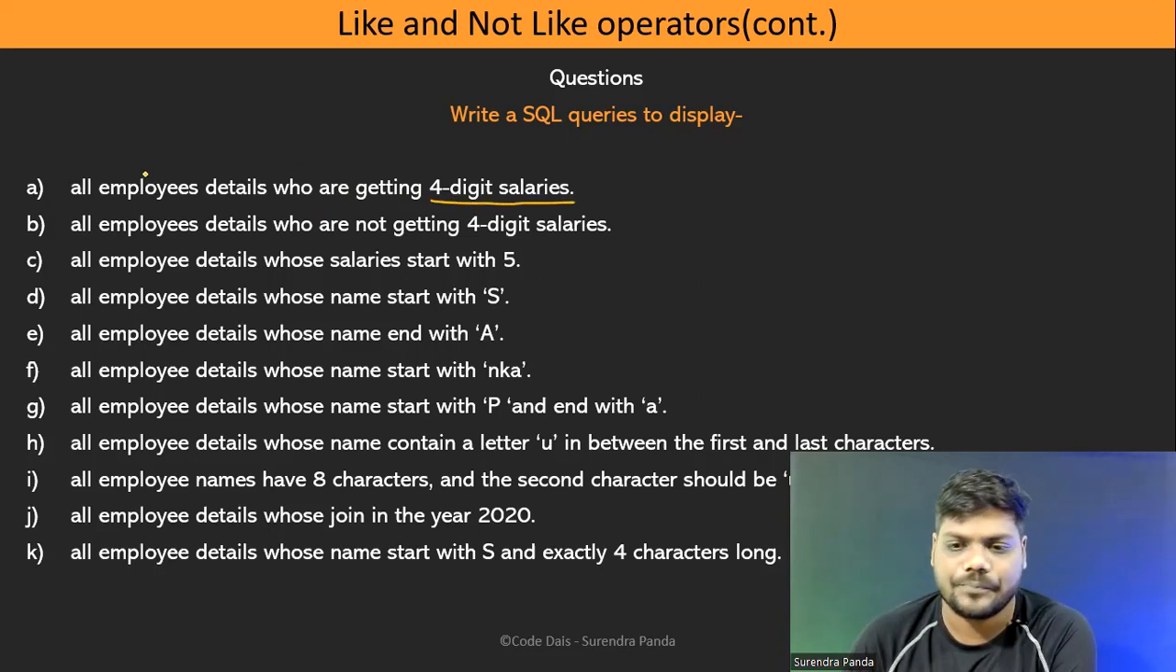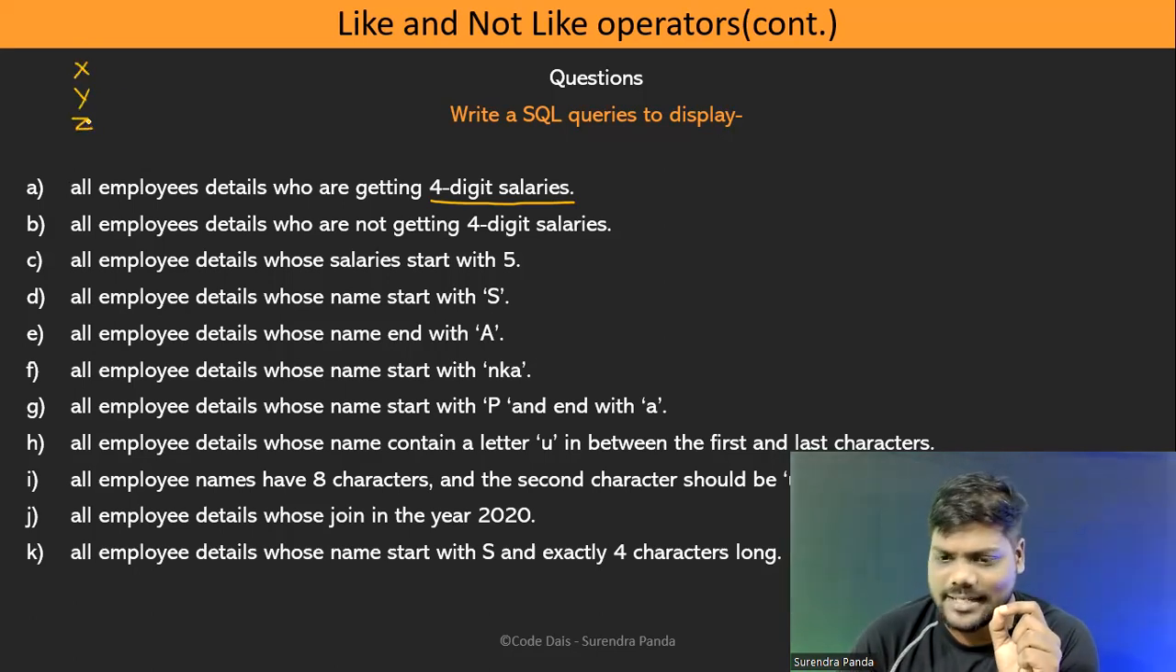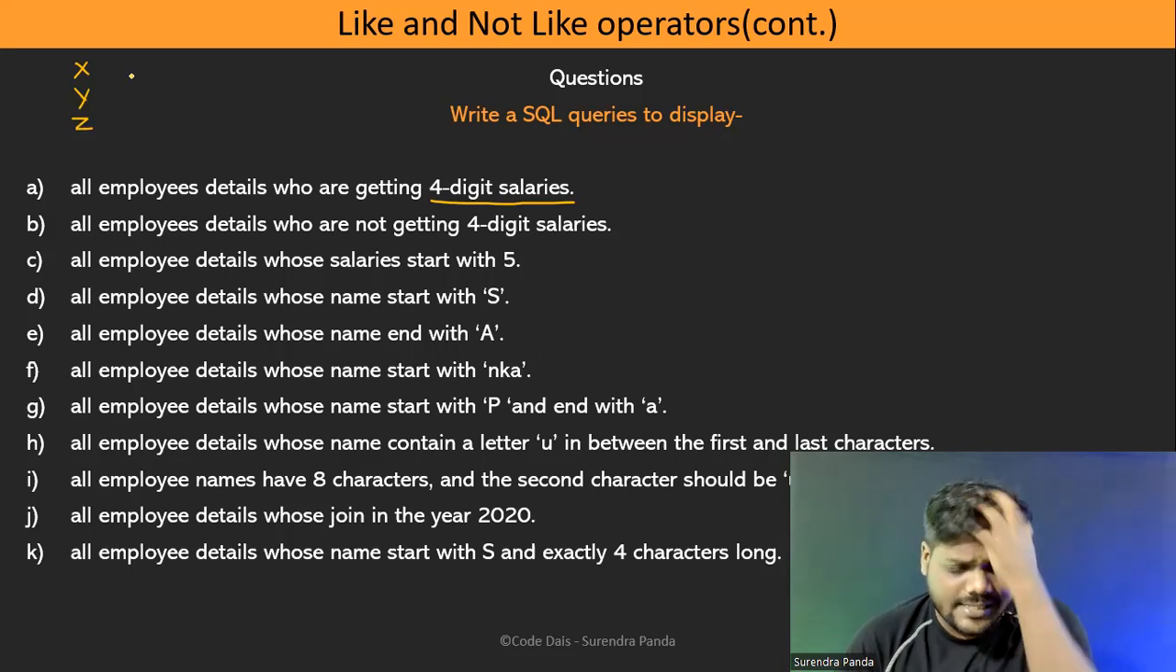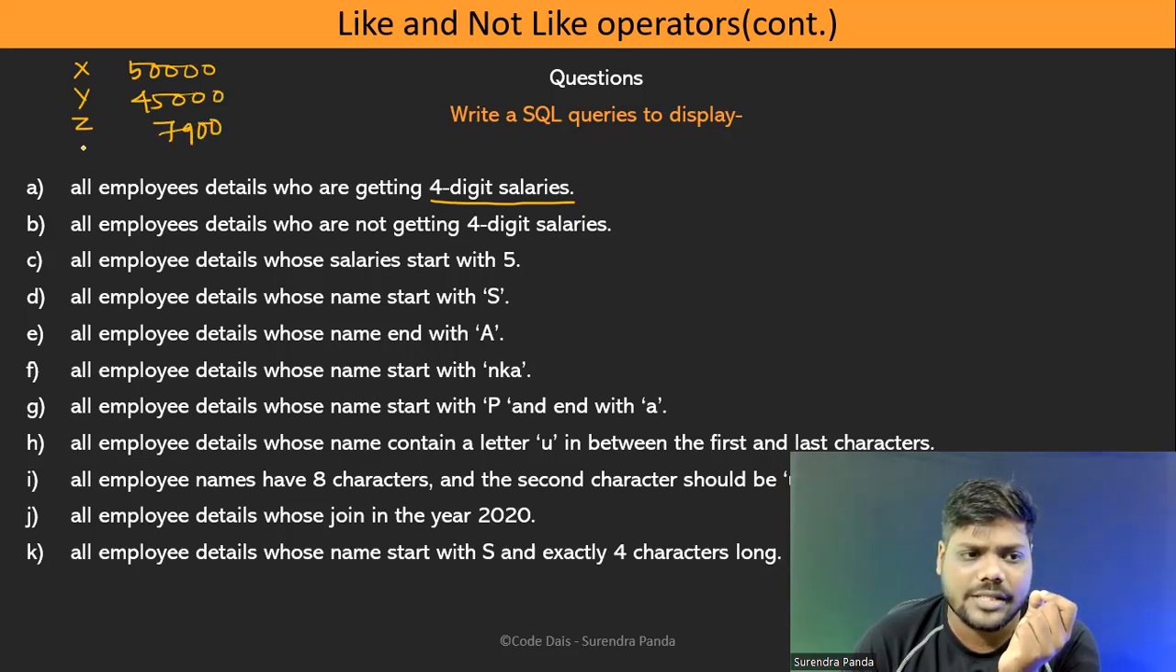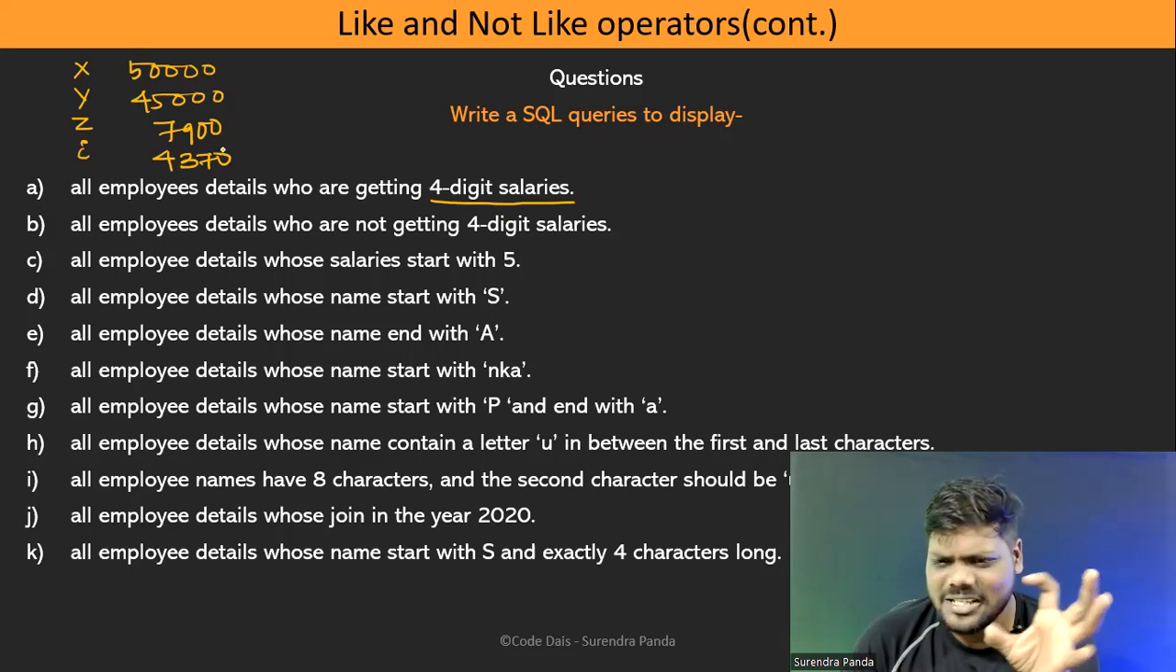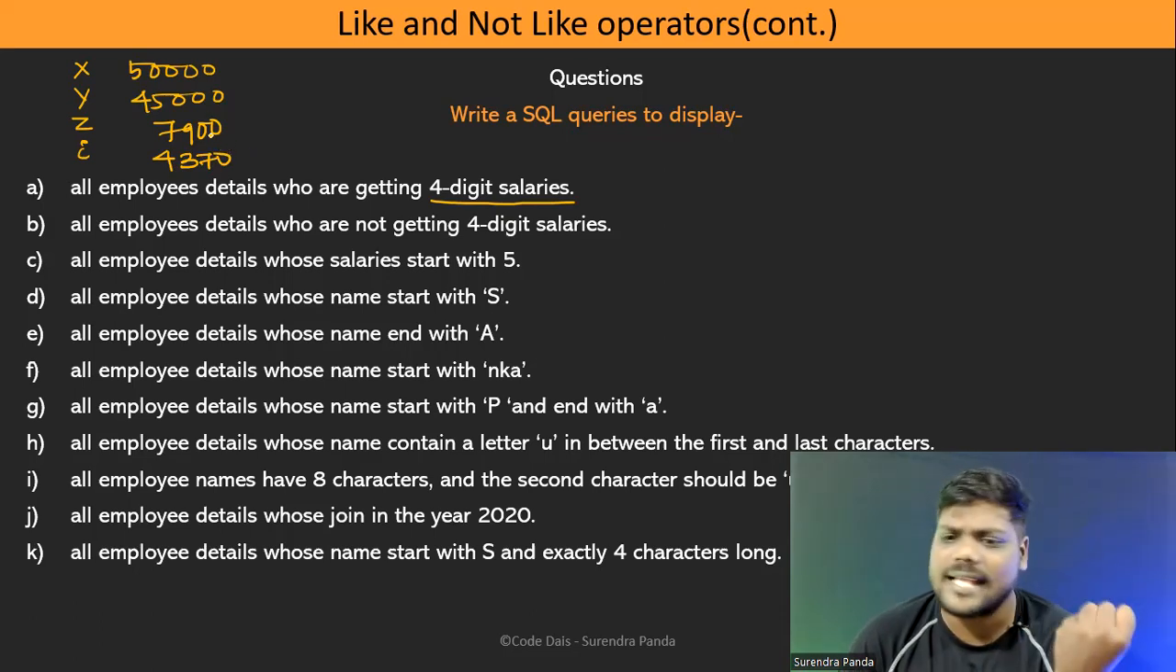4-digit salary. Suppose just think a minute about it. I have an employee called X, an employee called Y, and an employee called Z. X is getting, suppose, 50,000. Y is getting 45,000. Z is getting 7,900. And the next one is I. I is getting 4,370.